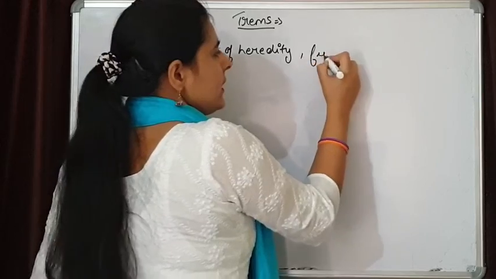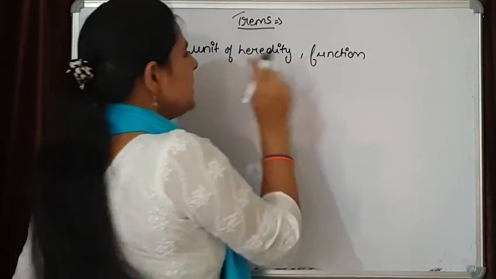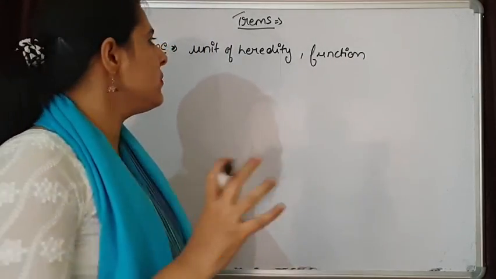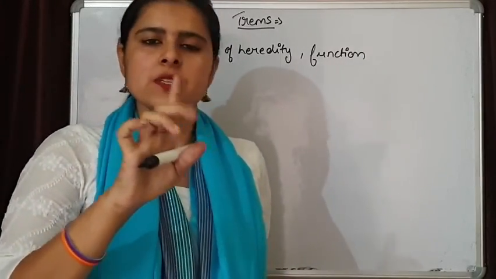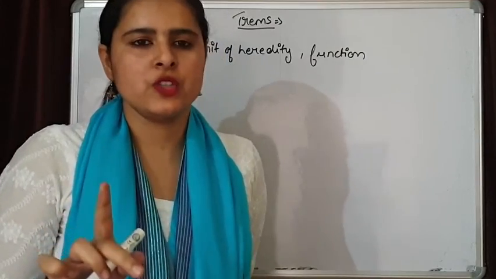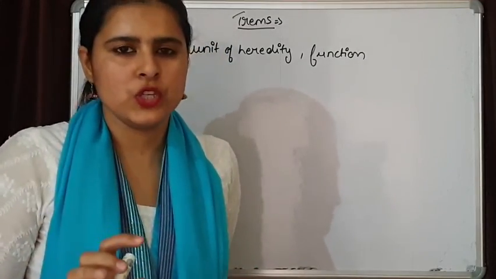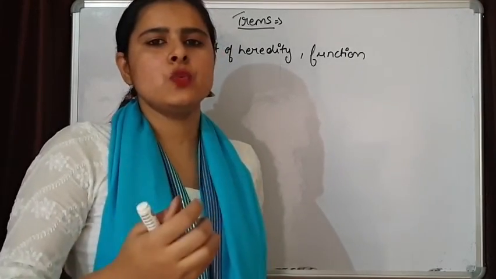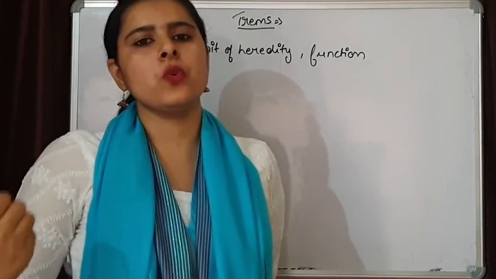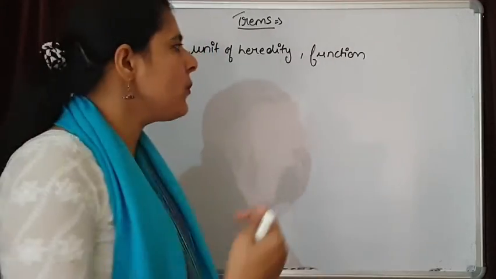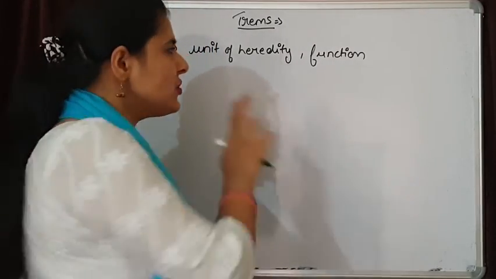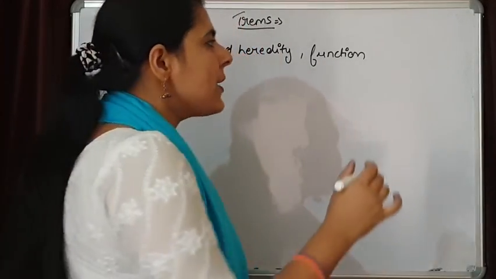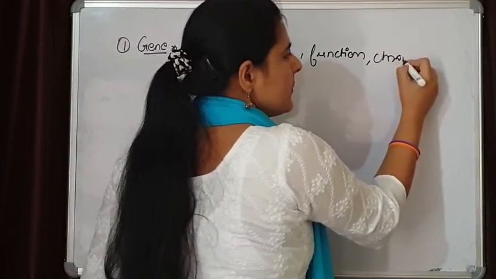In our body, a gene is always associated with a function. Earlier we thought that only one gene controls only one function, but now this is not the situation. More than one gene can control one function, or there can be a situation that one gene is going to control more than one function. Both possibilities can be there. So genes are the unit of heredity that control a function, plus they are present on chromosomes.